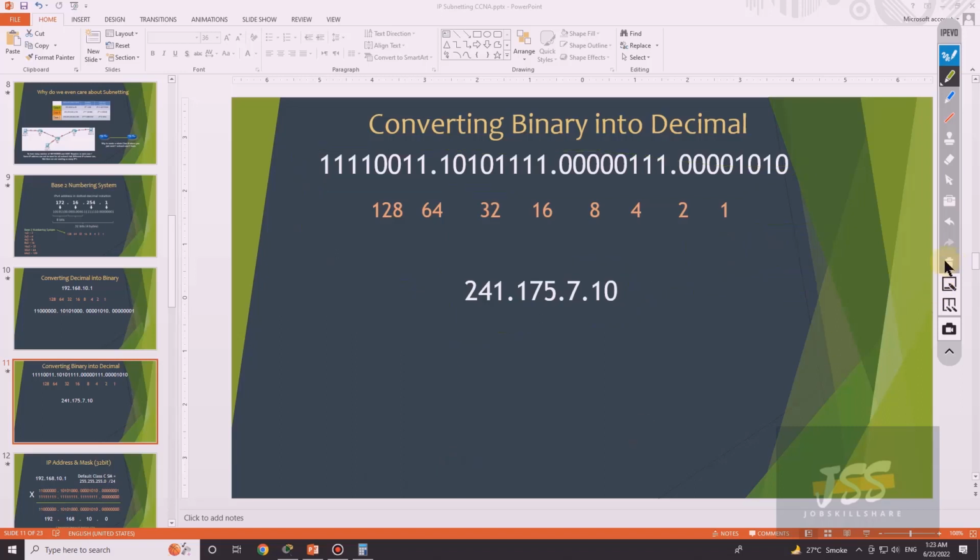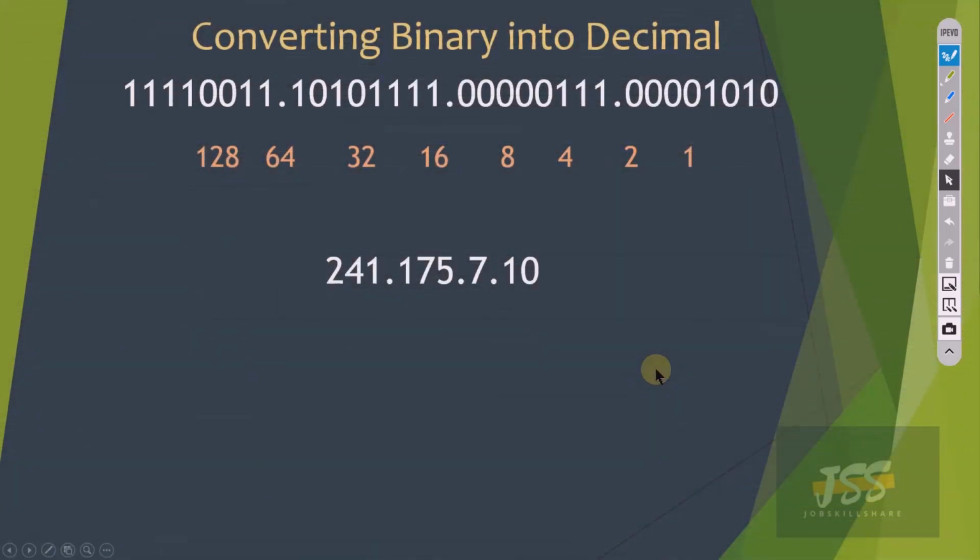So the basic idea was to convert binary into decimal. I hope you got the idea how to convert decimal into binary and then binary into decimal.